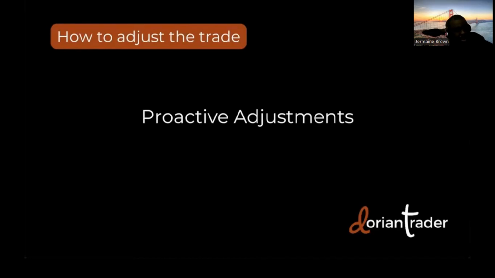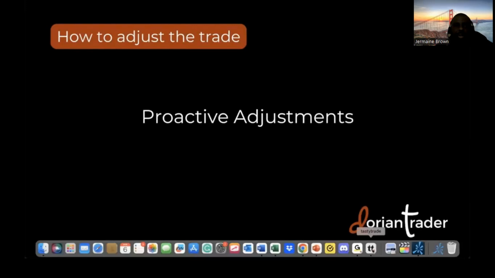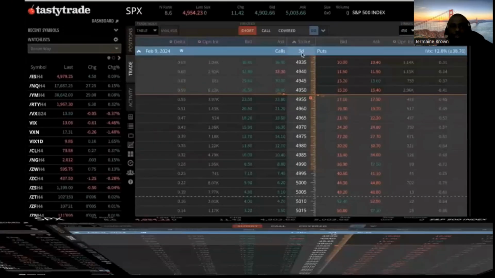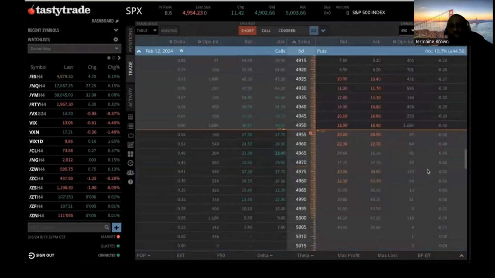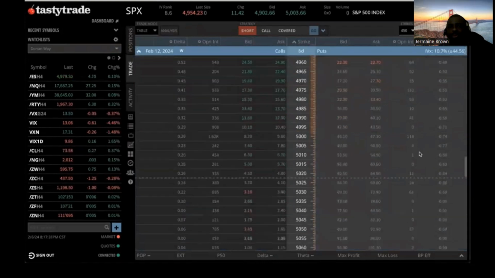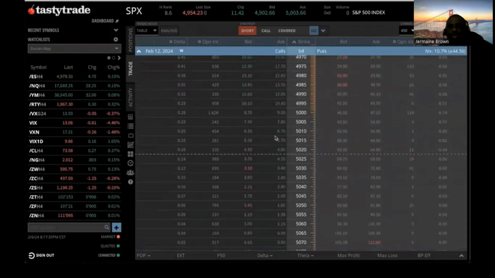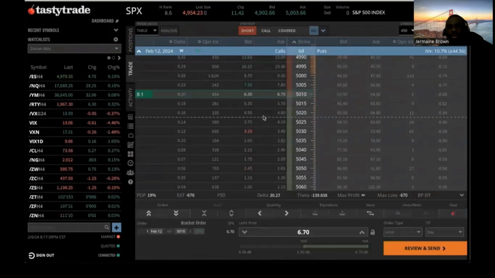So let's jump into proactive adjustments. Let's start off by saying you put on a trade in the SPX, and you put it on with 7 days to go because it's a 70T trade. It's the next day and the call side is, let's just say, at a 20 delta already, 10 points wide. You're going to buy this back. This is how it looks, right?